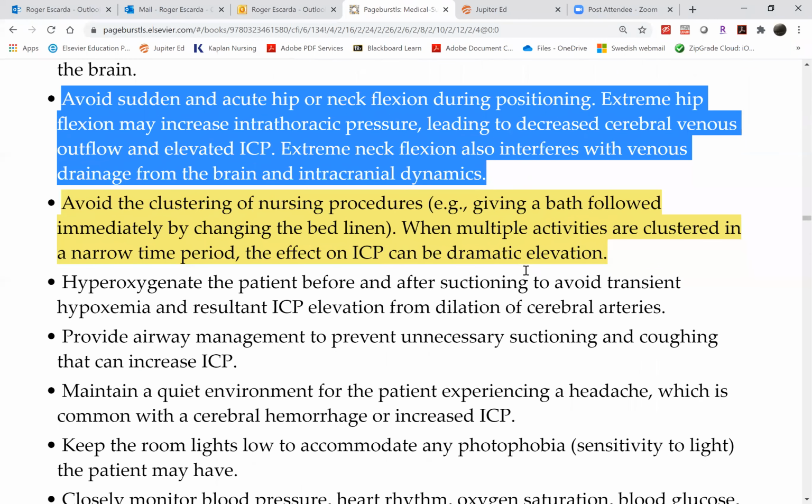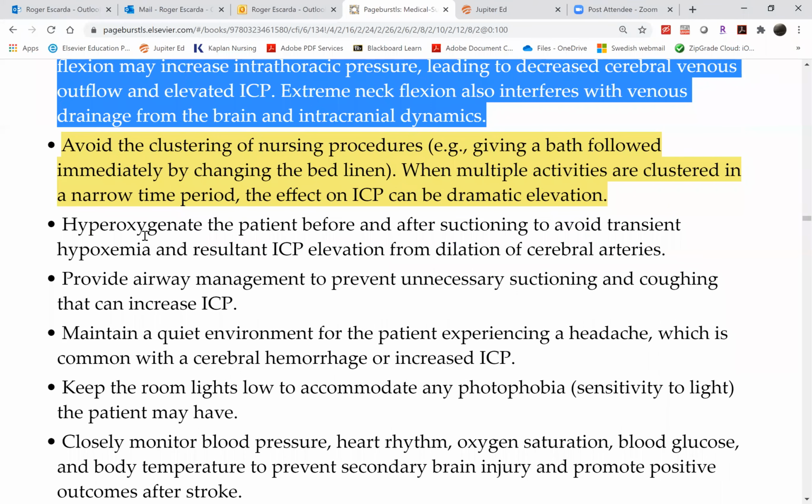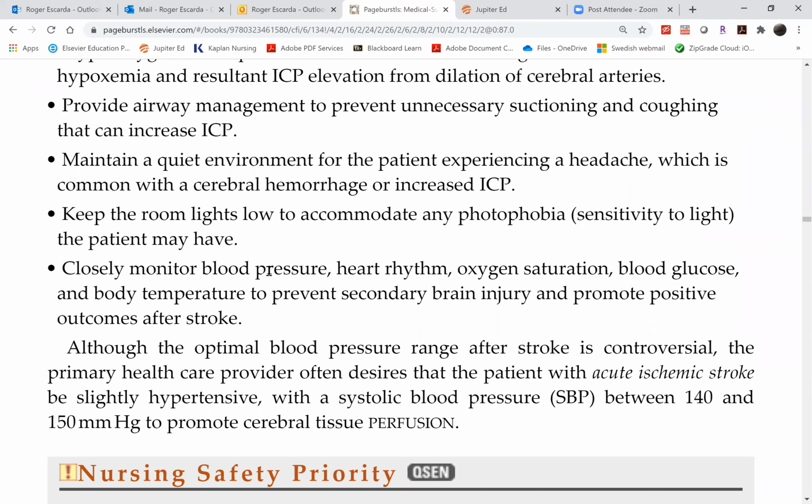And of course, the frequency of your suctioning should only be as needed. Here's another thing, avoid clustering nursing procedures. I know you're trying to save time by doing everything all at once, but that's not really advisable. You need to give the patient rest, so avoid too much stimulation at one time because that will increase ICP. So here's the suctioning, hyperoxygenation. Here, maintain a quiet environment, avoid too much stimulation, and of course, watch the patient's hemodynamic status.